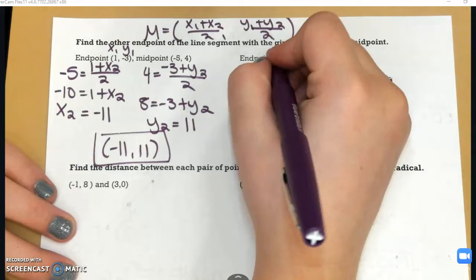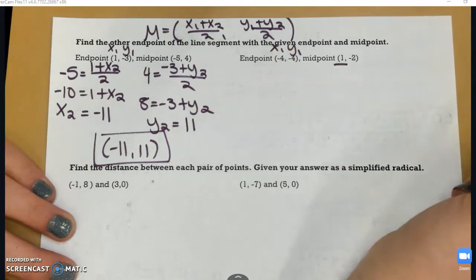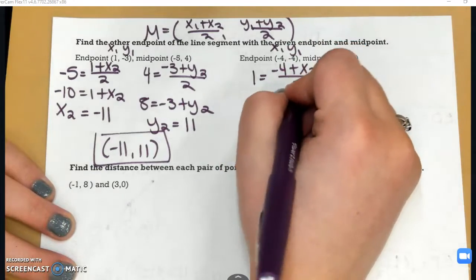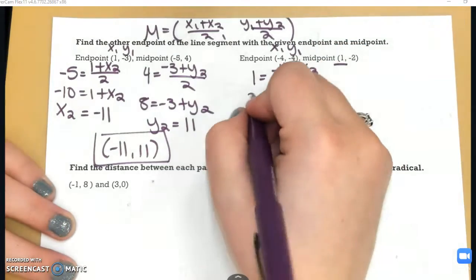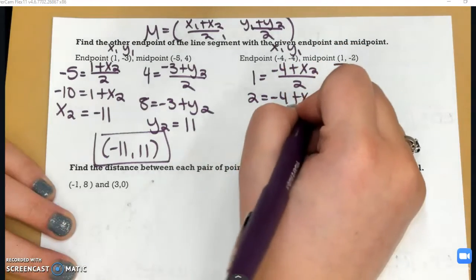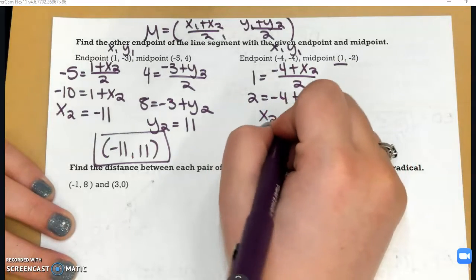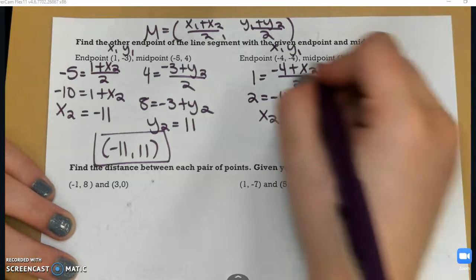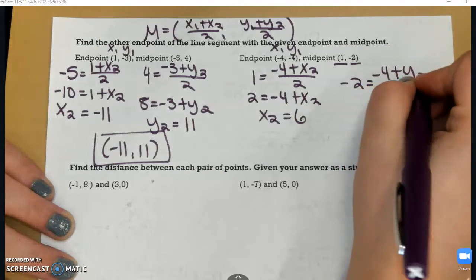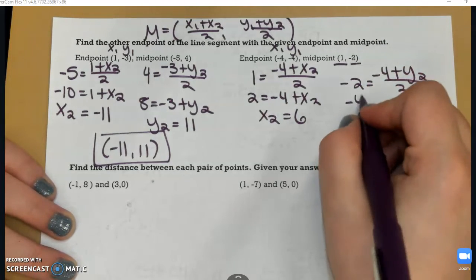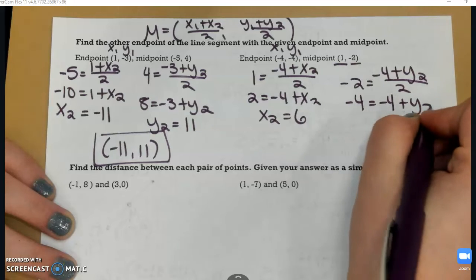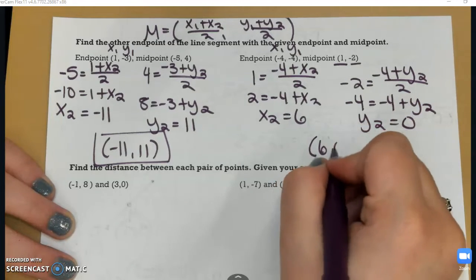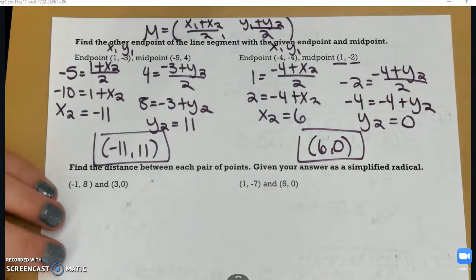Let's do this one more time. This is x1, y1. The x-coordinate for my midpoint is 1. So negative 4 plus x2 divided by 2 gets me that value. So again, multiply by 2, add 4, and I get that x2 is 6. Now I'll do our y value. Negative 2 is equal to negative 4 plus y2 divided by 2. Multiply by 2, add the 4, and y2 is 0. So the coordinates of my other endpoint for that problem are 6, 0.